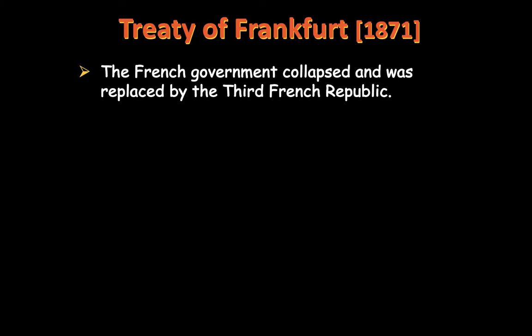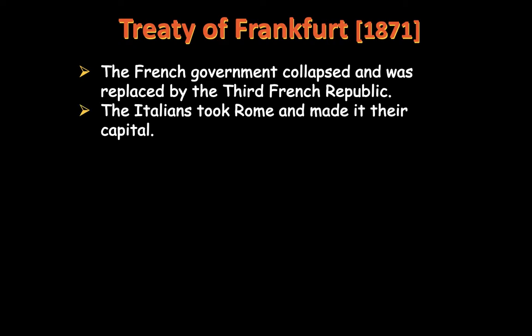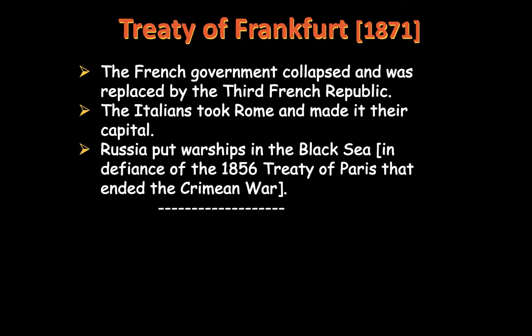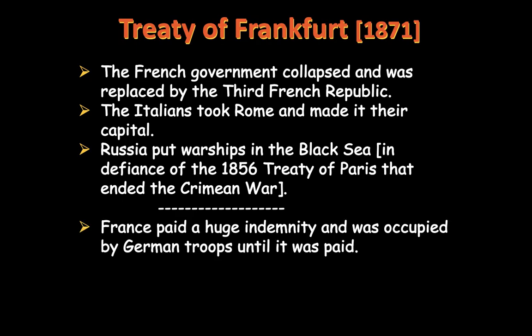At the end of this war, the French government does collapse, and that was led by Napoleon III, the nephew of Napoleon that we talked about earlier. And they create a republic without a king or emperor. The Italians will get to take Rome and make it part of the Italian state, and Russia's just going to simply put warships into the Black Sea.